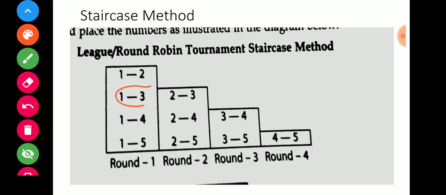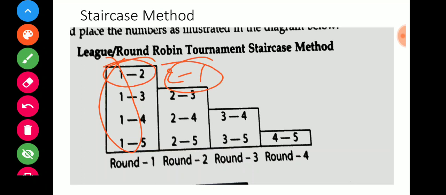The same, 3 is playing with 1, 3 is playing with 2, 3 is playing with 4, 3 is playing with 5. 4 matches. So this is called staircase because in every round, one team that has already played the match, that team will not come to play the match again. Suppose here we recall 2 with 1. What will happen? Again this 2 with 1 and 2 with 1. 2 matches would be played with the same team, and that is not the rules and regulation, it comes under the definition of league tournament.